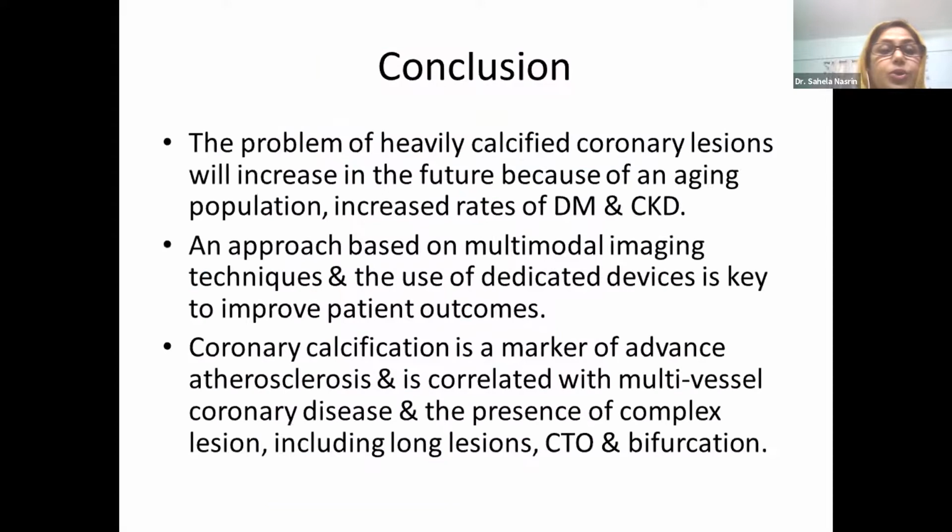In conclusion, we can say the problem of heavily calcified coronary lesions will increase in the future because of an aging population, increased rates of diabetes mellitus and CKD. An approach based on multimodal imaging techniques and the use of dedicated devices is key to improve patients' outcomes. Coronary calcification is a marker of advanced atherosclerosis and is correlated with multiple coronary disease and the presence of complex lesions, including long lesions, CTO, and bifurcation.